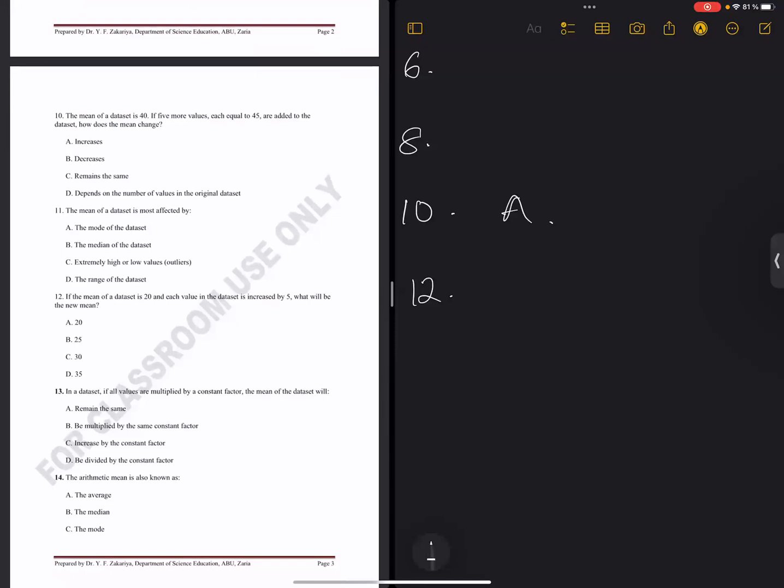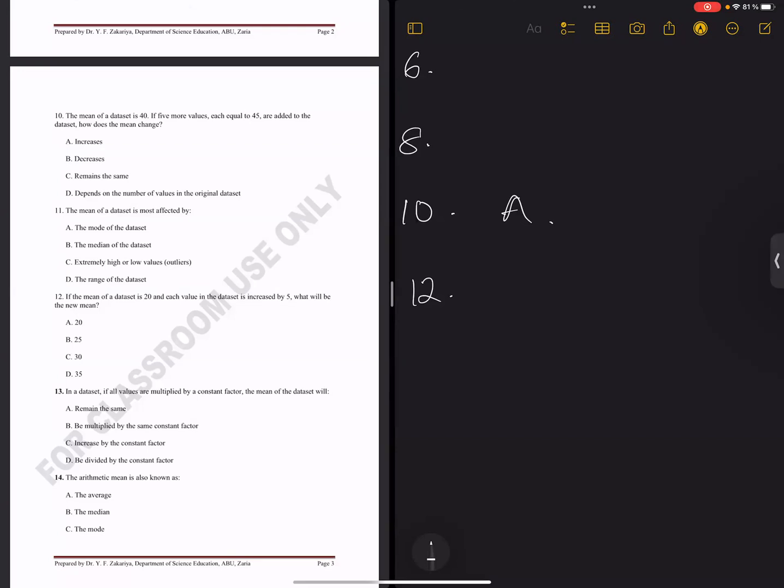Okay, any contrary opinion? No, this one is clear. If the mean of a data set is 20 and each value in the data set is increased by 5, the mean is increased by 5. What would be the new mean? 25. Yes, why is it 25?